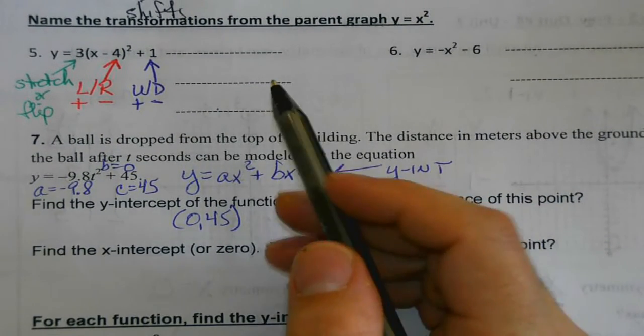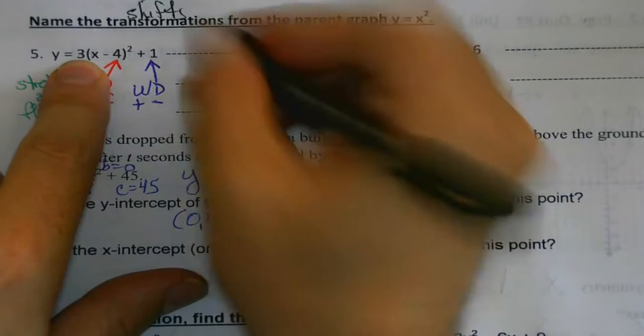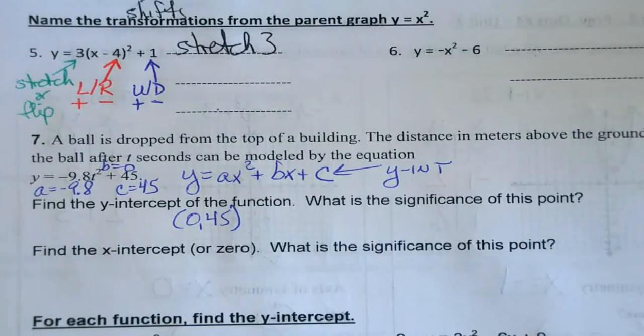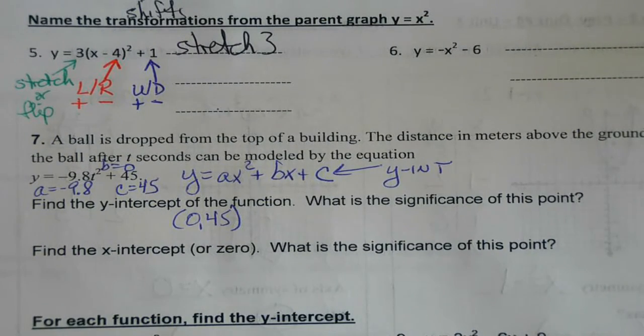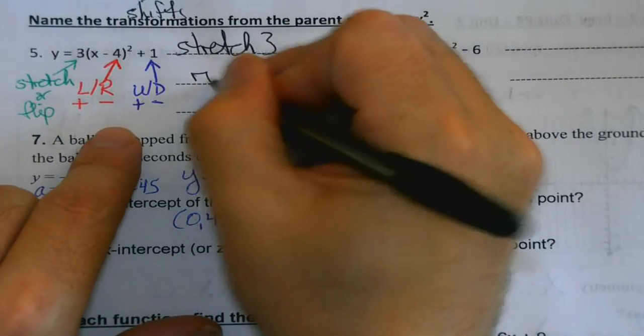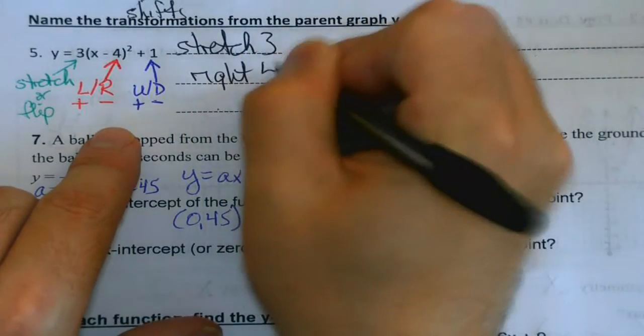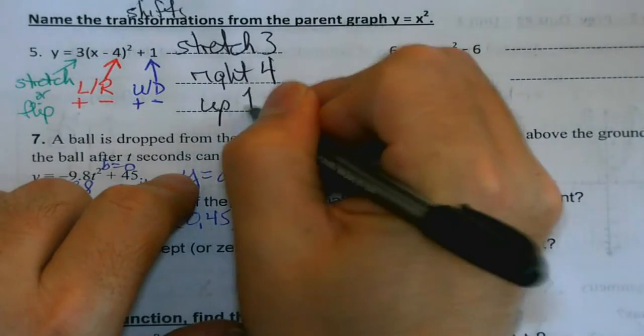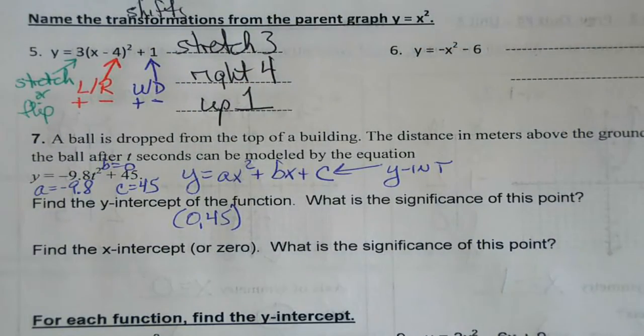So let's see. Looks like we've got a stretch 3. So we've got a number in front that's not just 1. It looks like we've got a right 4. And it looks like we have an up 1. So I'll give you the number of blanks to kind of let you think about it here.